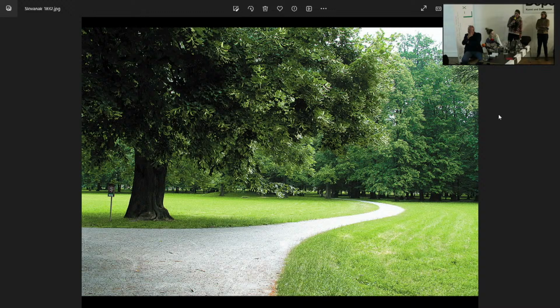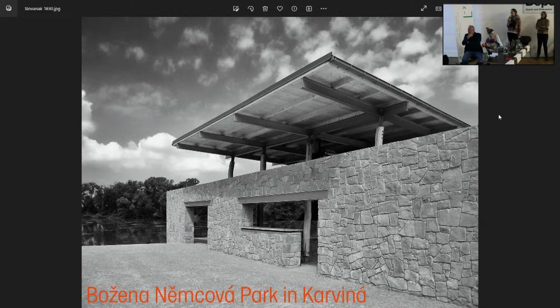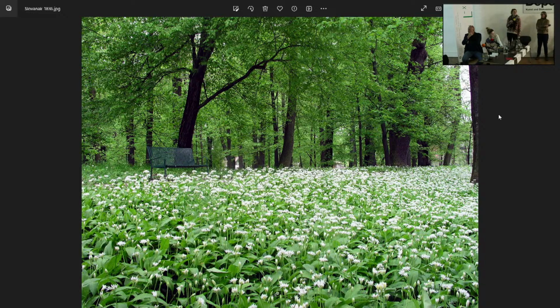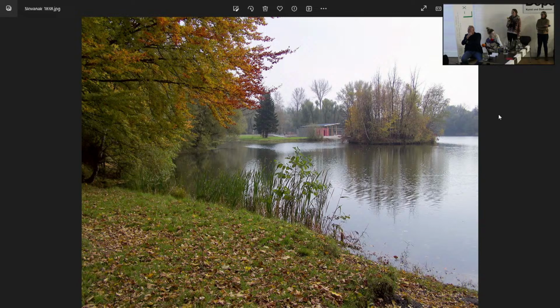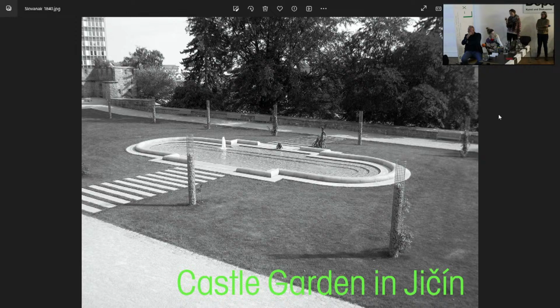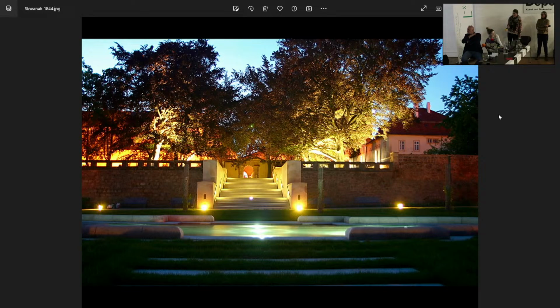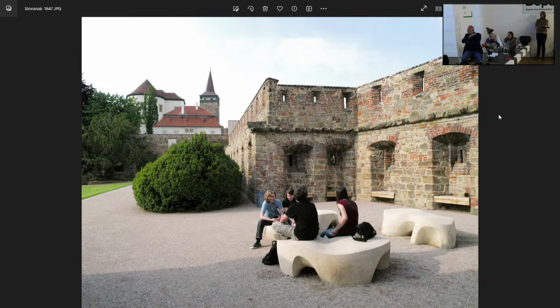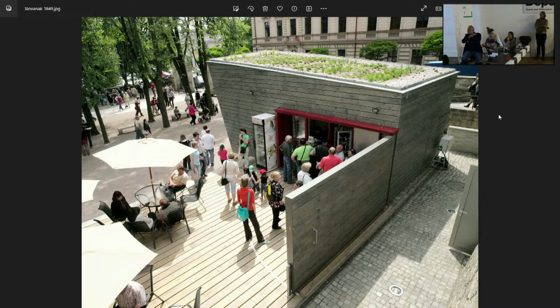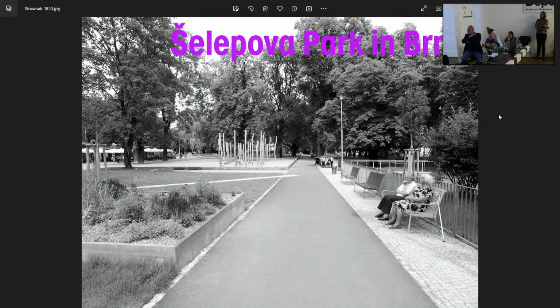This is a park in Karvina. Again, as you can see, lots of the work is set in some historical context, but it's not limiting for the work. It's how you compare the historical context with the contemporary architectural shapes, or at least that's how I see their work.